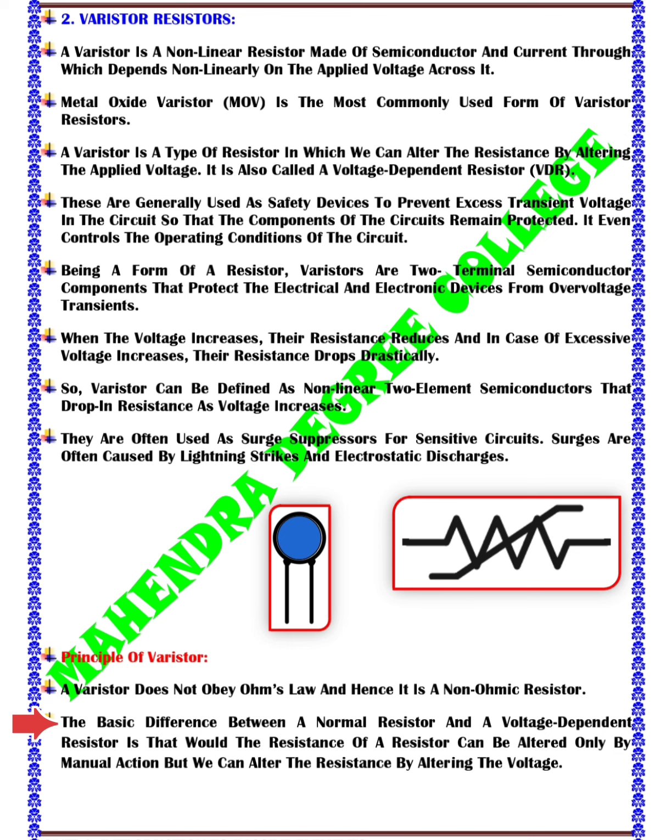You can change the resistance of a normal resistor only by physically replacing it with a resistor of a different value. A varistor's resistance changes as the voltage across it changes. Their resistance typically decreases as the applied voltage increases, making them suitable for surge protection and voltage control applications. This resistance change is a nonlinear phenomenon, meaning the resistance doesn't change proportionally with the voltage.